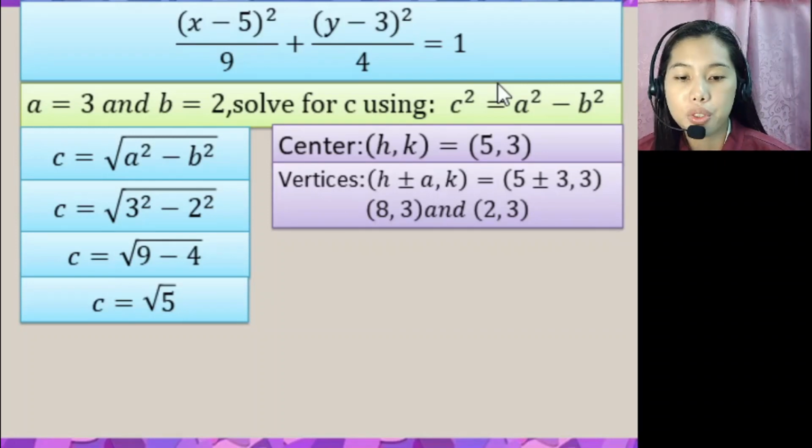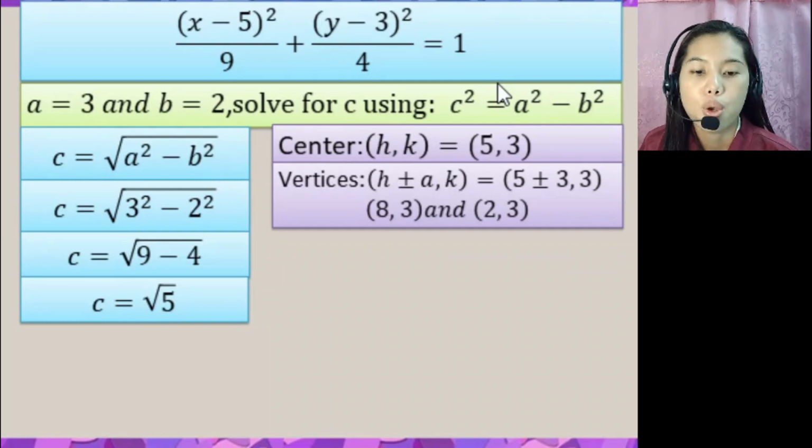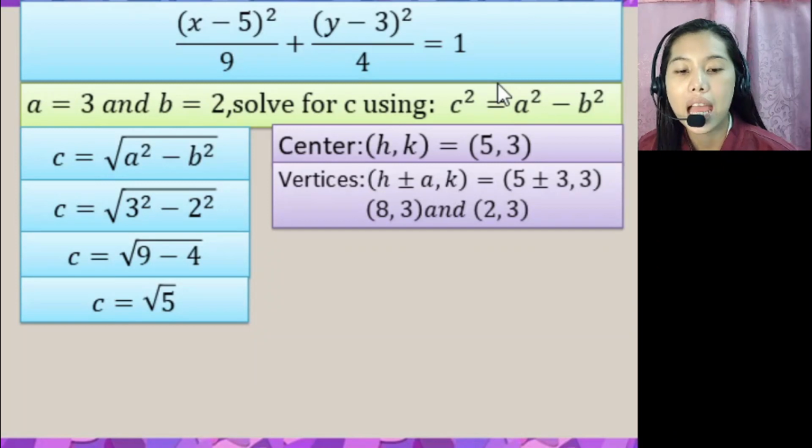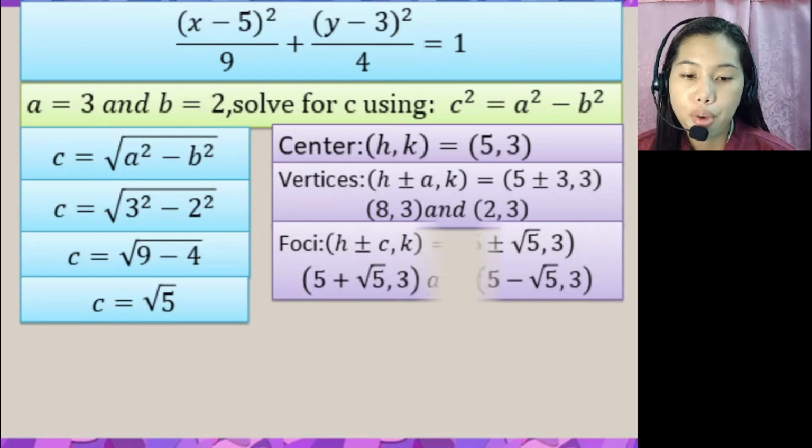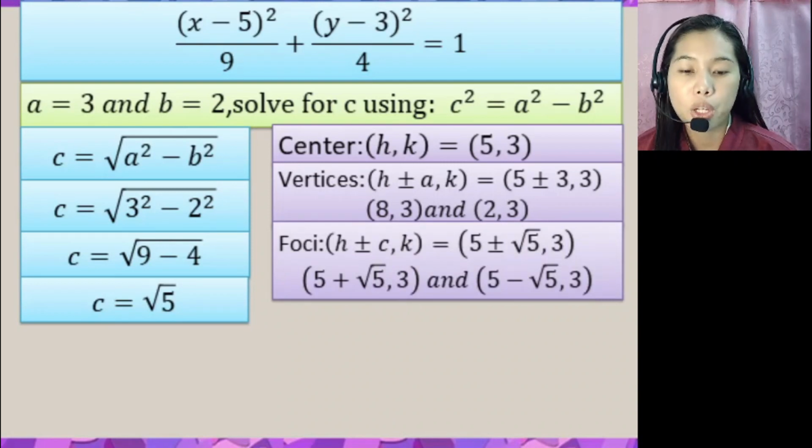So 5 plus 3 is 8, and 5 minus 3 is 2. So our vertices are located at (8, 3) and (2, 3). And for our foci, we have (h plus minus c, k). So we have 5 plus minus square root of 5, 3.